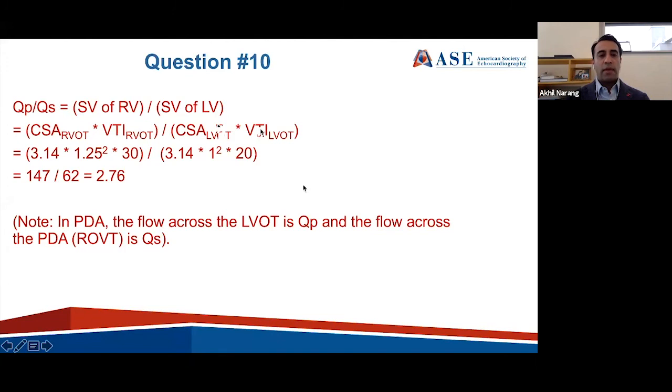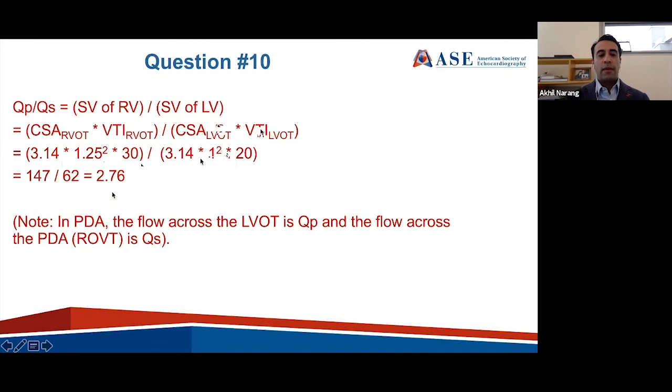Putting in the numbers in the table, we get 3.14 times R squared, 1.25 squared, times the VTI 30, divided by 3.14 times 1 squared. Again, this is the radius over 20. This gives us an answer, a QP/QS of 2.76.